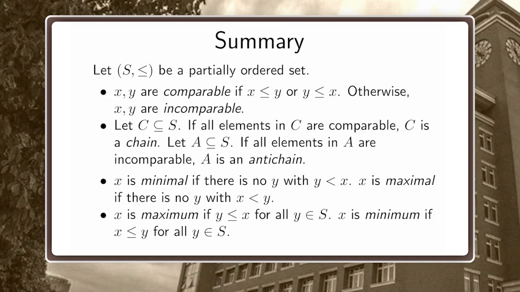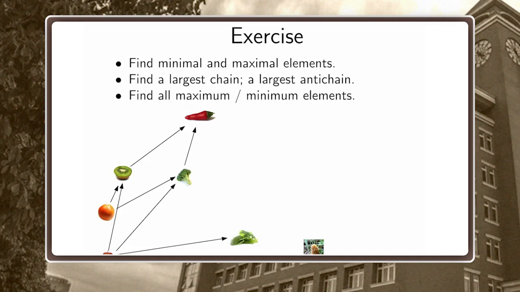Here is a summary where everything is nicely written. And here is an exercise for you. You should find the largest chain, largest anti-chain, maximum, minimum elements, and minimal and maximal elements in our food item ordering.